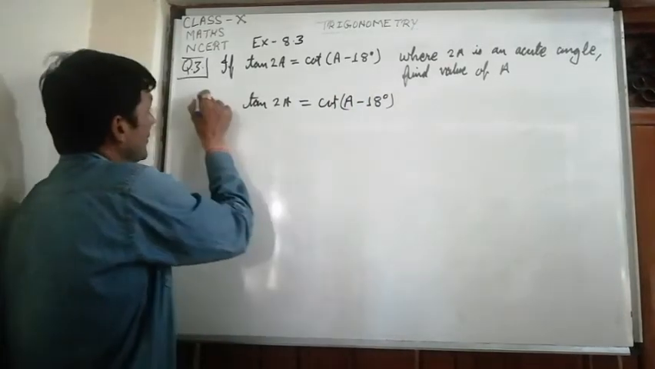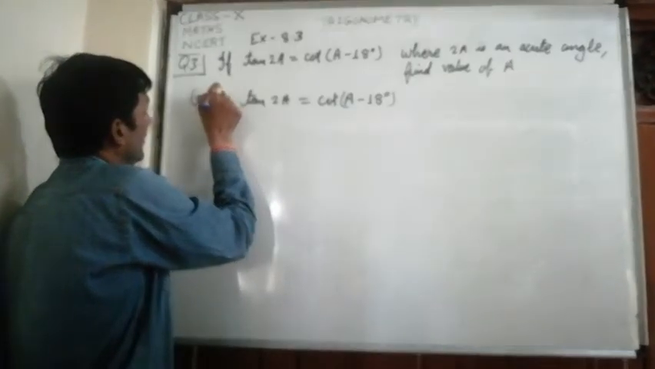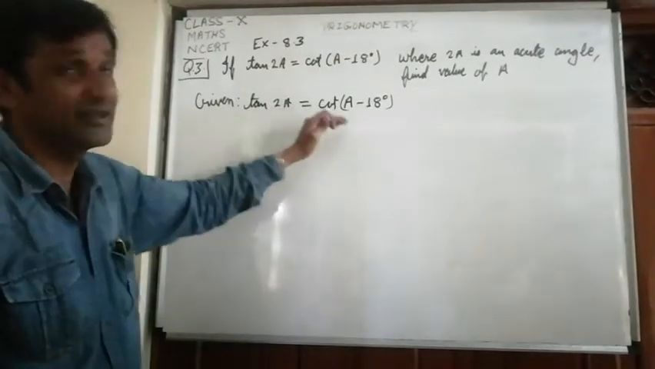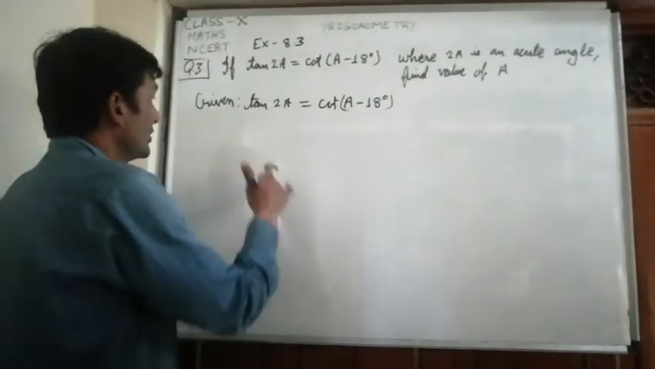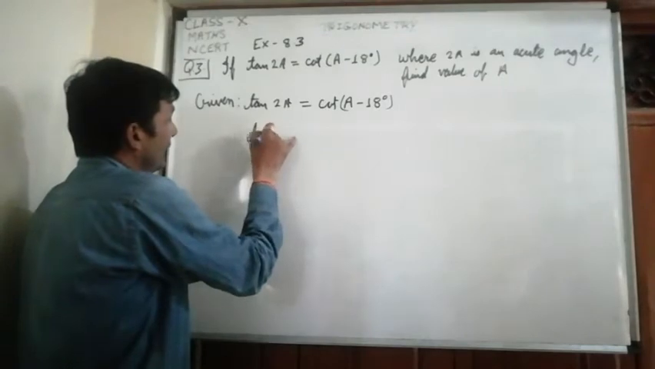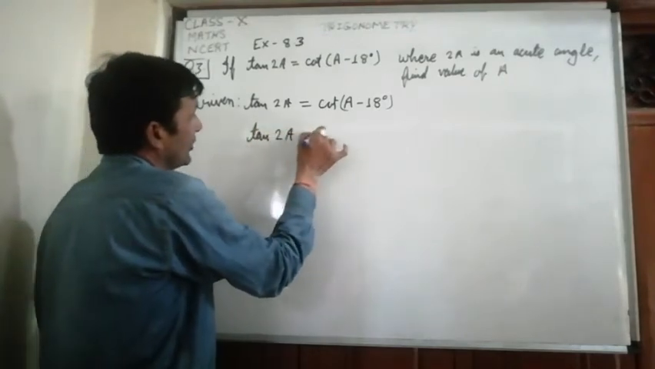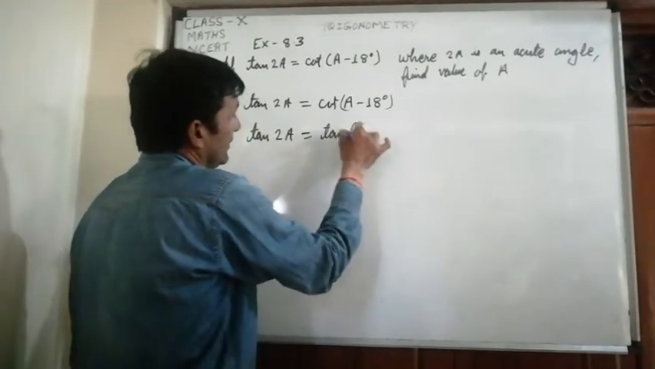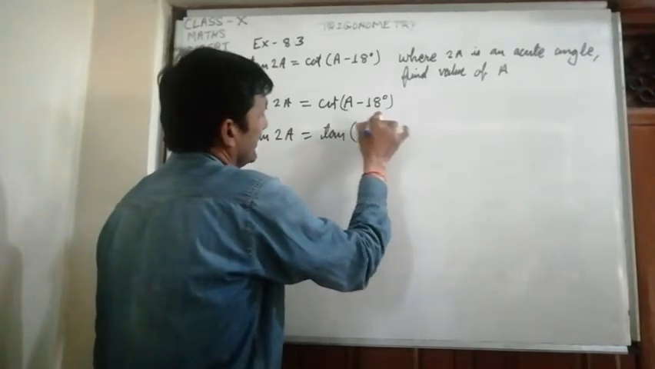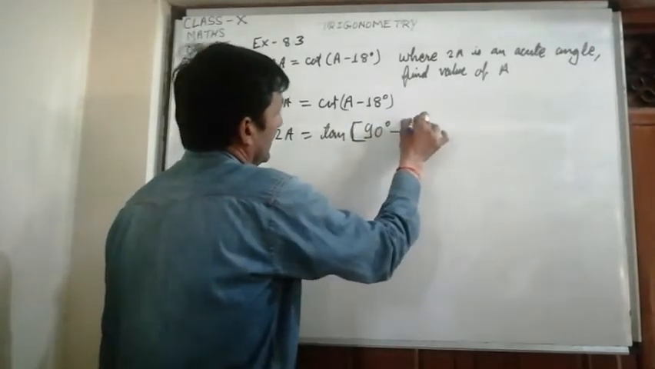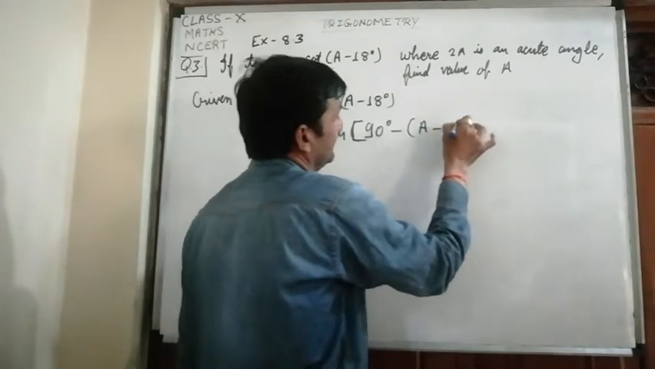Tan 2a is equal to cot (a minus 18 degree). We may apply here tan (90 minus theta) for cancelling this tan from LHS and RHS both. So that's why we are applying here tan 2a is equal to tan (90 minus a minus 18 degree).